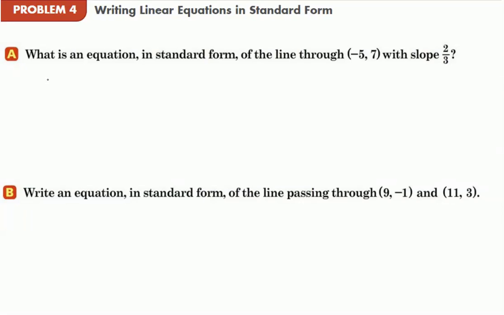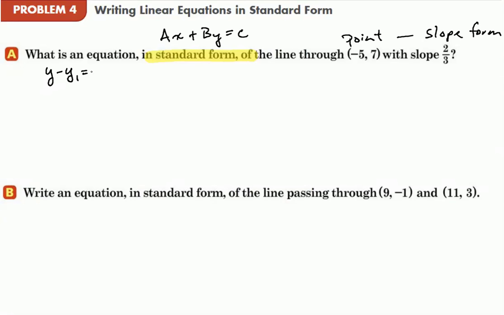For problem 4, they want us to write an equation in standard form for a line passing through (-5, 7) and with a slope of 2/3. So standard form again is going to be using the equation ax plus by equals c. So the first thing is I need an equation. Since I am given a point and I'm given a slope, I'm going to go ahead and use the point-slope form. Okay, so we're going to use that form. That form is y minus y1 equals m times x minus x1.